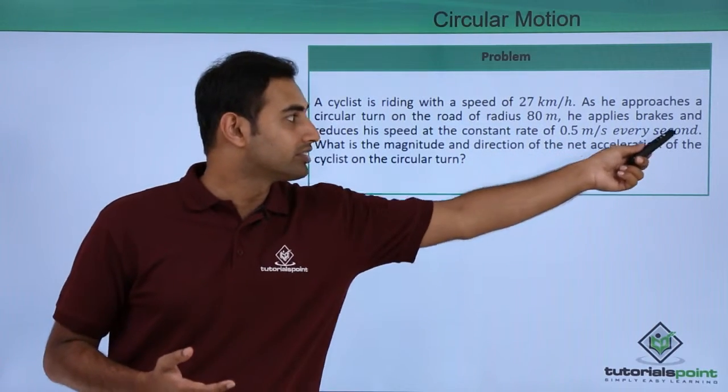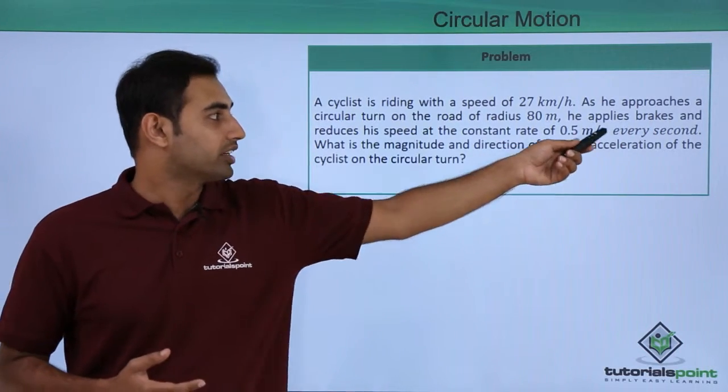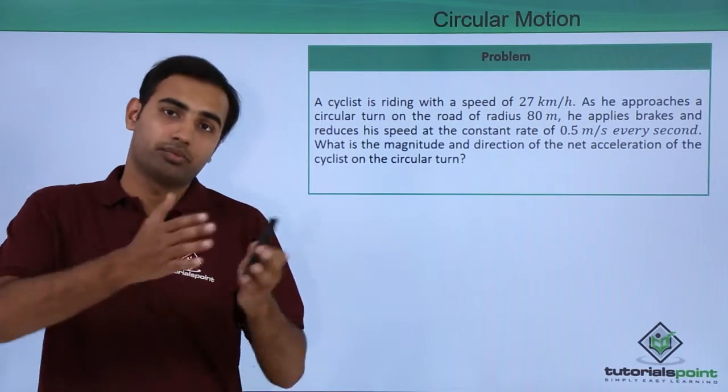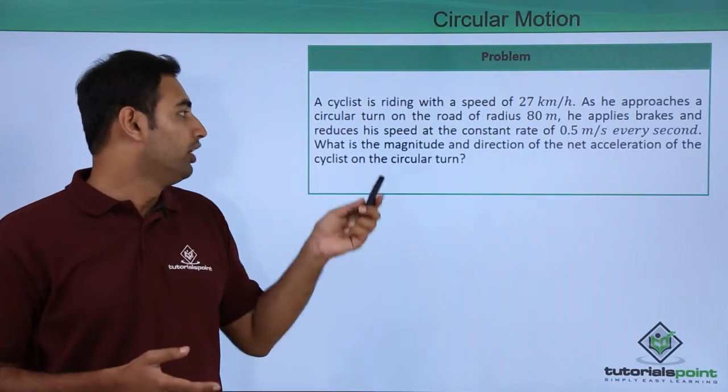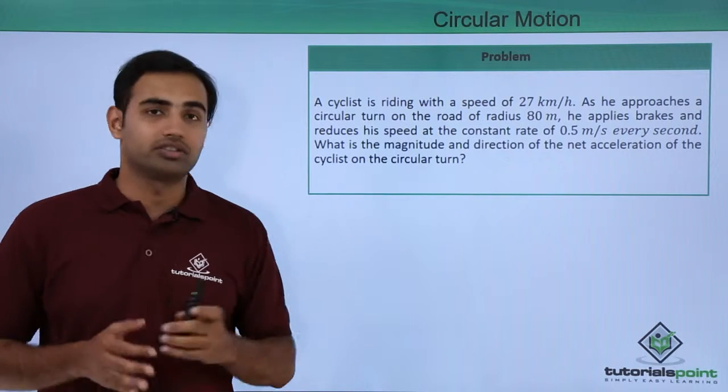So over here, this number gives me an idea about the acceleration. 0.5 meters per second essentially means 0.5 meters per second square. What is the magnitude and direction of net acceleration of the cyclist on the circular turn?